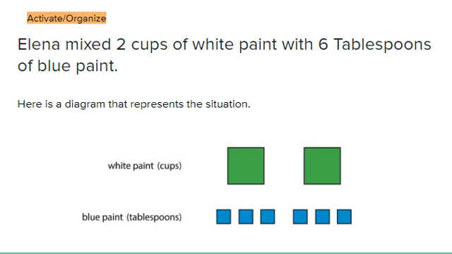Let's think about paint. So if you talk about paint, in this situation, we've got Elena mixing 2 cups of white paint with 6 tablespoons of blue paint. Yes, I know these are green, but again, it's a diagram. It doesn't have to actually show the color. It's just showing that we've got 2 white paint cups and 6 blue paint cups. So now that we know this, let's see if we can figure out if some of these statements about this are true or not.